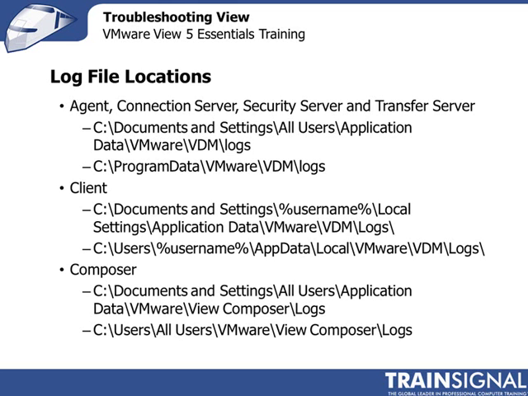On the vCenter server, you can find the Composer logs under the All Users directory, under the All Users Application Data area on Windows 2003, or under Users All Users on Windows 2008 servers. From there, both go under the VMware directory View Composer logs.